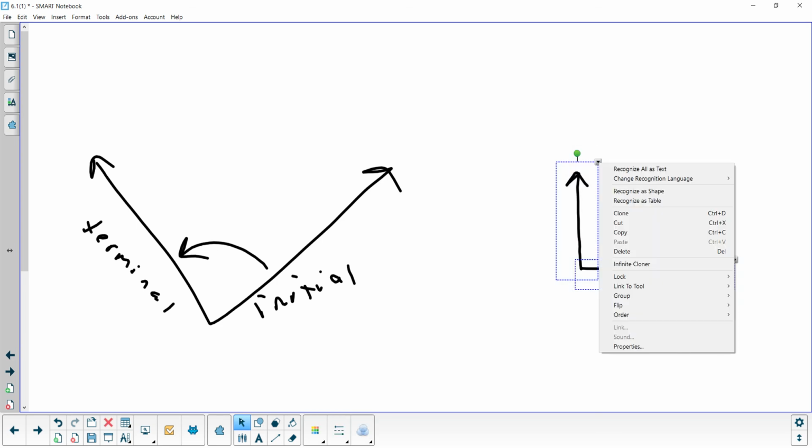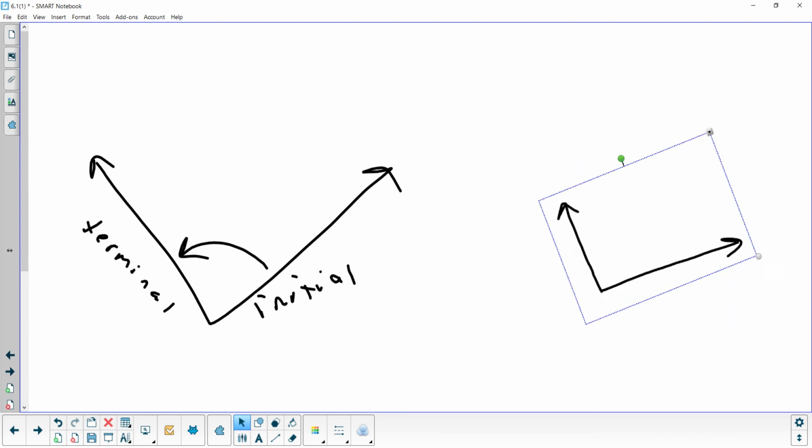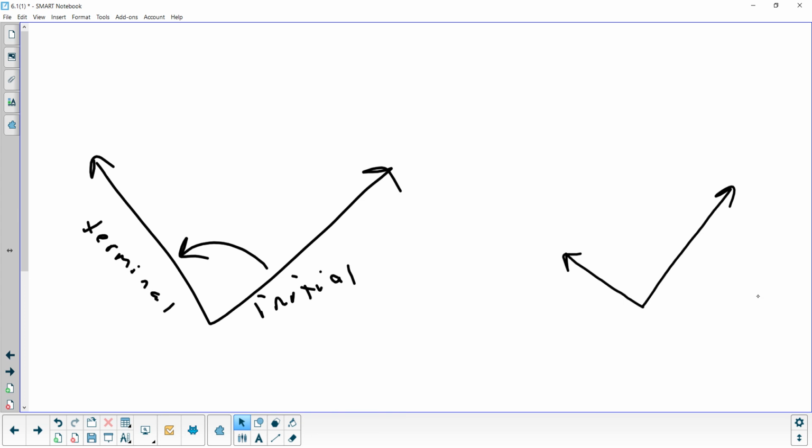Now, if I group those together, I mean, that's still a 90-degree angle, but that's not normally how we would draw it. Okay, we like the initial side usually to be horizontal, and then it makes it even easier to figure out which side the initial side is.